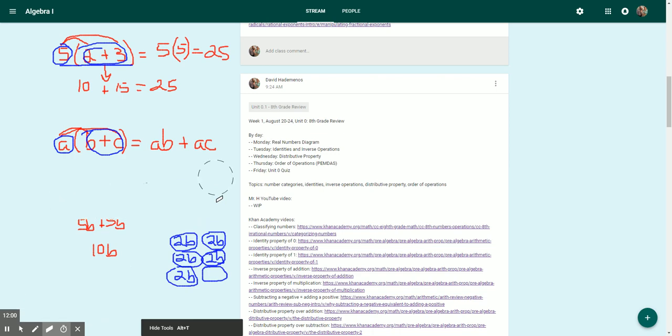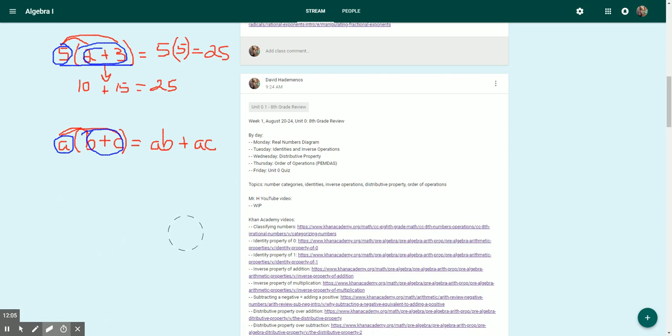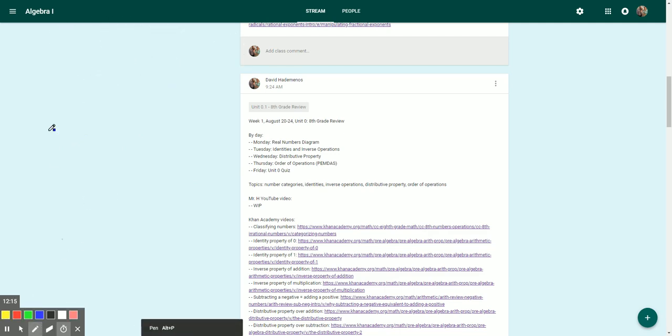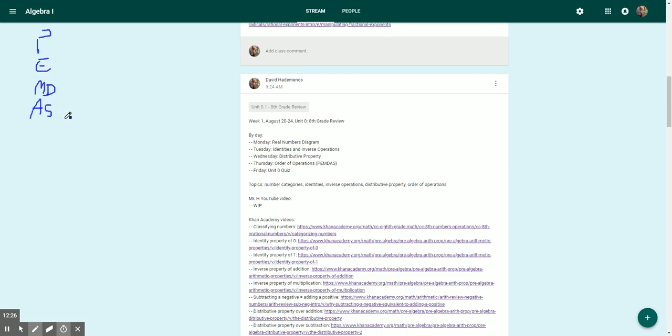And then order of operations. We actually have pretty extensive practice on this on Khan Academy, so I'm not going to go into detail on this with this video. But just remember that it is parentheses first, and then exponents, and then multiplication and division from left to right, and addition and subtraction from left to right.